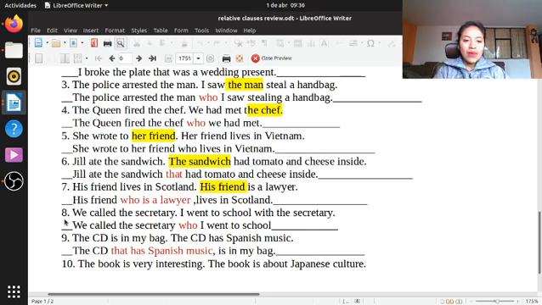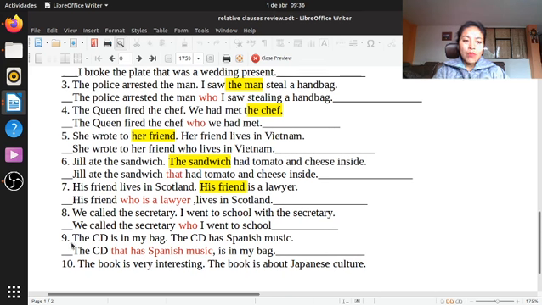Now, in number 8, we call the secretary. I went to school with the secretary. What do we have in common? The secretary, of course, and the secretary is a person. We are going to use the relative pronoun who. Very good. Okay. How is going to be the sentence? We call the secretary who I went to school, right? Very good.